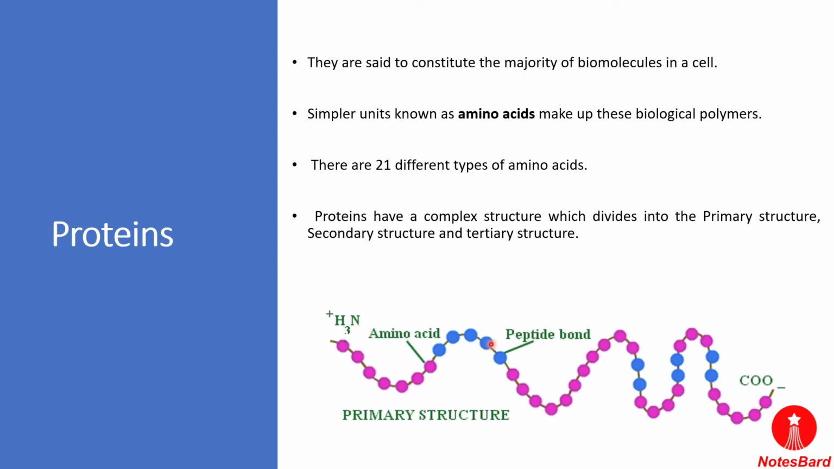The simpler units are called amino acids, as displayed in the diagram itself. There are peptide bonds as well. There are about 21 different types of amino acids. Proteins are responsible for many functions in the body. Hence, they are classified into different types based on their function, for example structural protein, enzyme protein, transport protein, etc. Proteins have a complex structure which divides into the primary, secondary, tertiary, and quaternary structures.